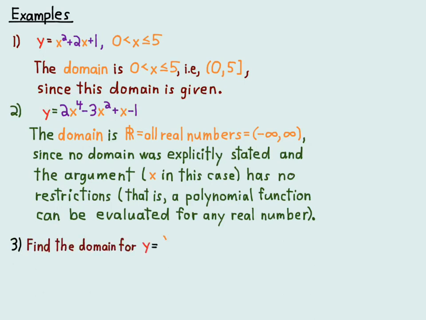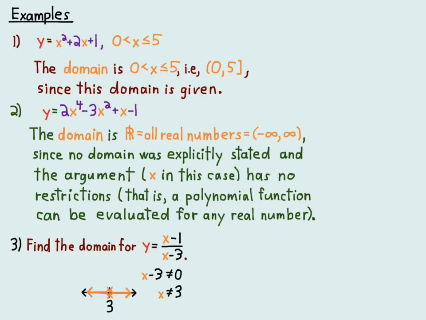Okay, example number 3. Find the domain for y equals x minus 1 over x minus 3. And so we can't divide by 0 is the problem here. So x minus 3 is not equal to 0, and that means x is not equal to 3.